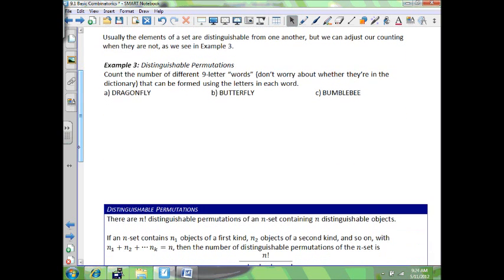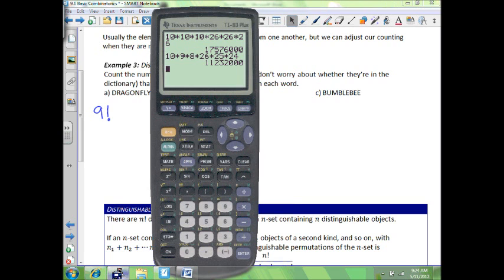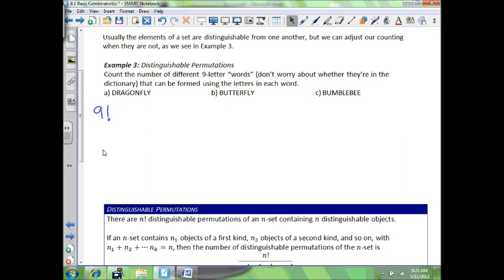So count the number of different 9-letter words. Don't worry about whether they're in the dictionary. They can be formed using the letters in each word. If we look at the word dragonfly, you should be able to see there are no repeating letters. So what that means is we'll have 9 factorial, which again means 9 times 8 times 7 times 6 times 5, all those. So there are 362,880 words, including the word dragonfly.